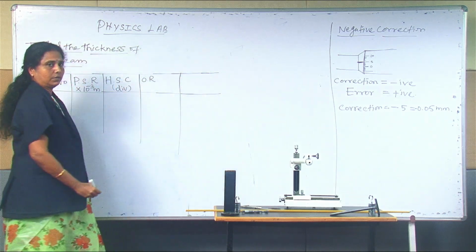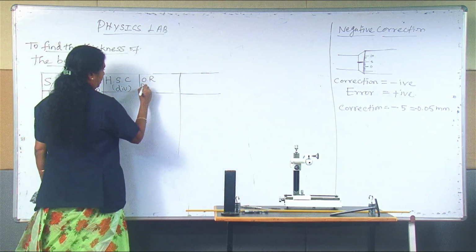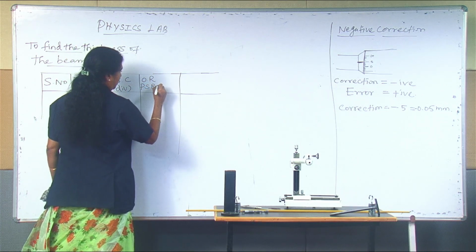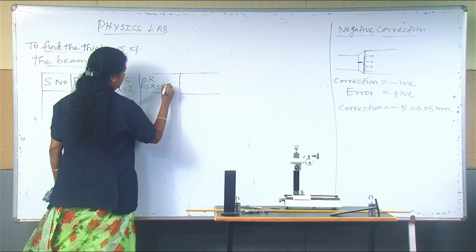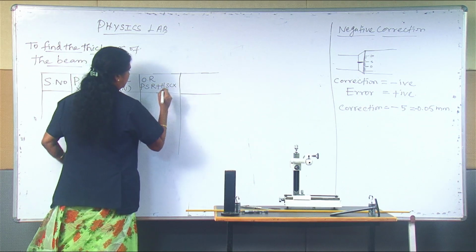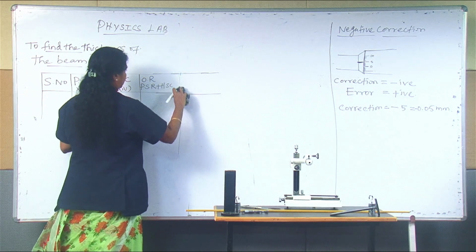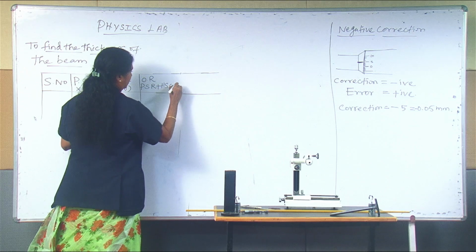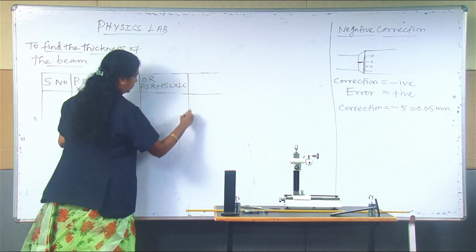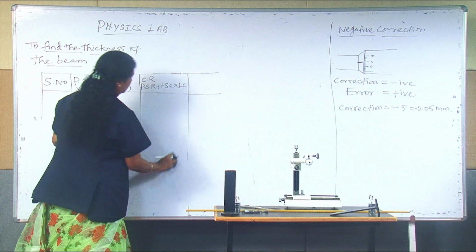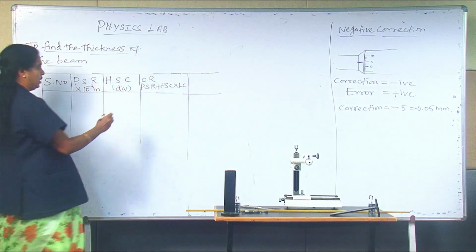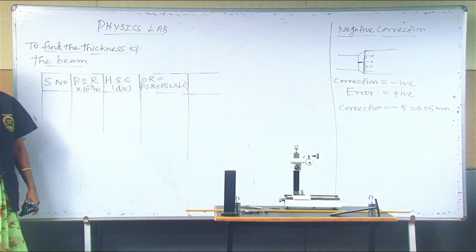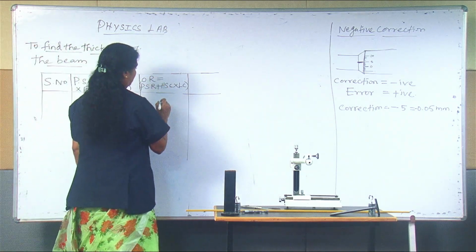So observed reading is nothing but, how will you find this observed reading? Pitch scale reading PSR plus HSC into least count. So observed reading is equal to PSR plus HSC into least count. Okay.